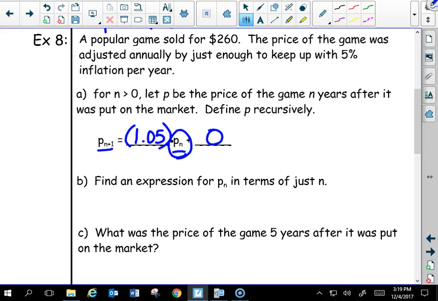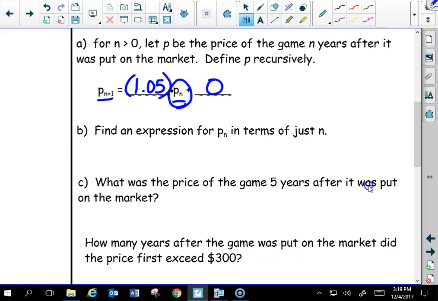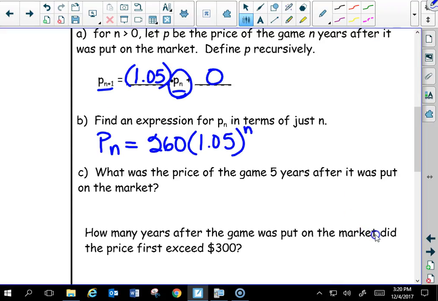Now the reason they're doing this is because they want us to come up with an expression for p of n in terms of just n. So the way that works is it's really just an exponential expression. P of n is going to be equal to the original price, $260, times 1.05 to the n power. So it's as though we multiply that 1.05 multiple times. Exponents will take care of all of it.